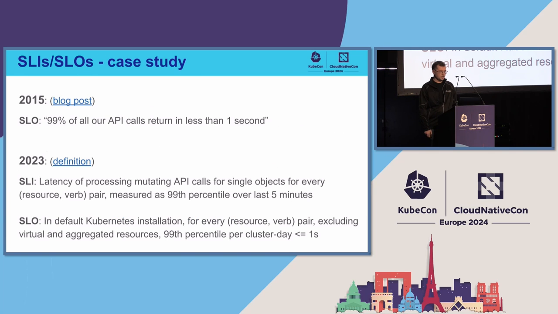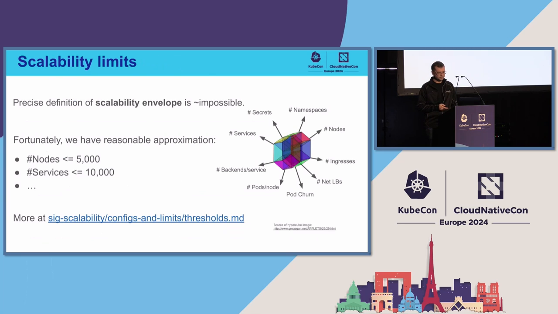So in the end, what matters for users are two things. First is, what do we guarantee? And those are exactly the SLOs. And the second thing is, what are the limits of the system? So how exactly the scalability envelopes look like.